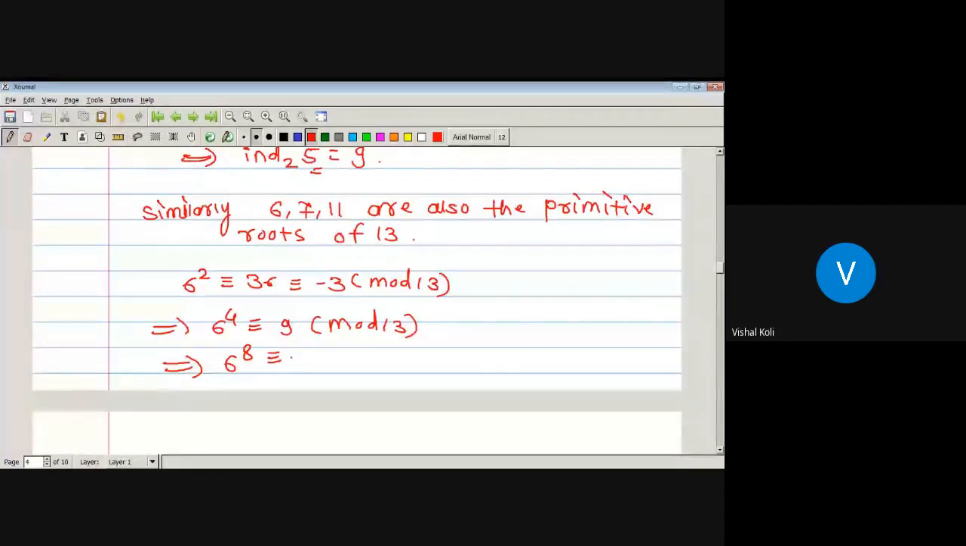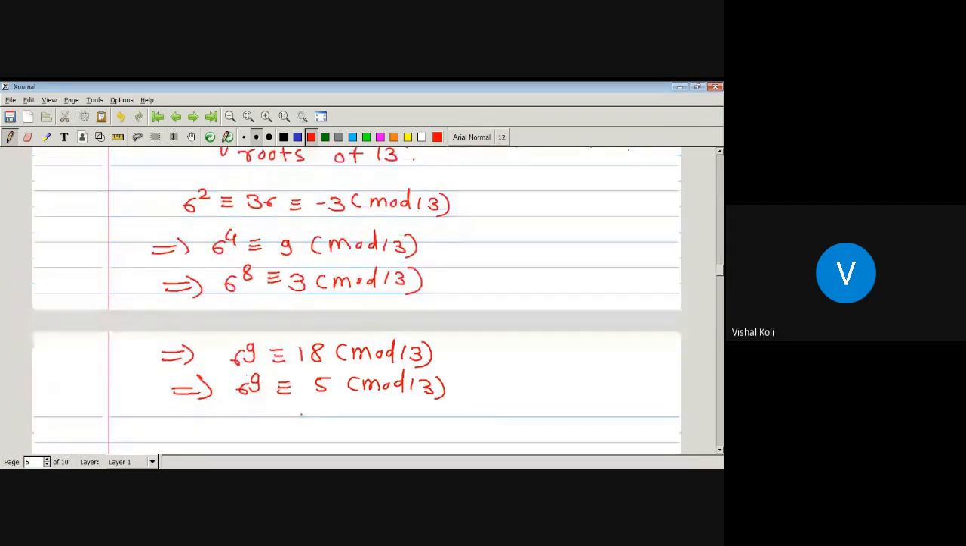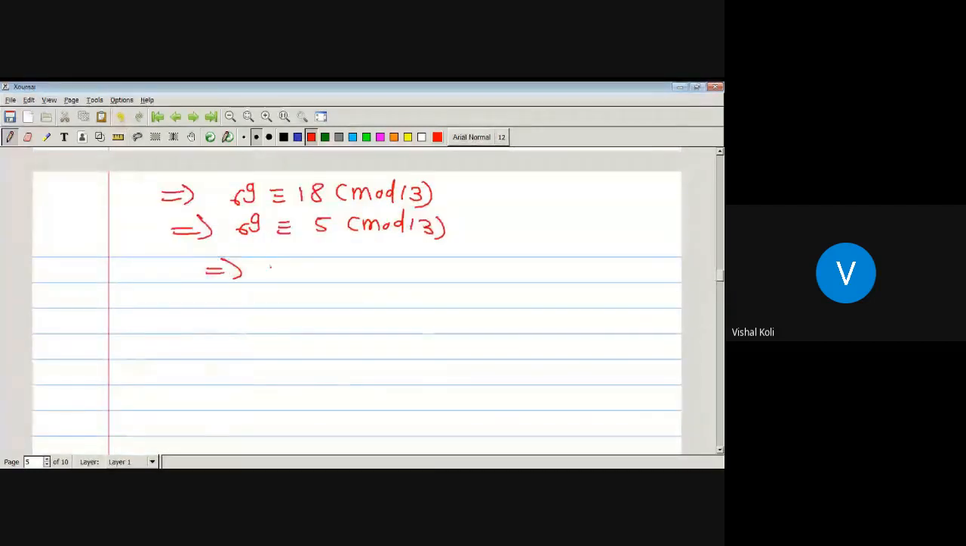3 modulo 13. Just multiply both sides by 6. We get 6 to the power 9 is congruent to 3 into 6, which is 18 modulo 13. Again over modulo 13, 18 is nothing but 5, which implies 6 to the power 9 is congruent to 5 modulo 13. Therefore 9 is the smallest positive integer such that 6 to the power 9 is 5 modulo 13, which implies the index of 5 relative to integer 6 is equal to 9.